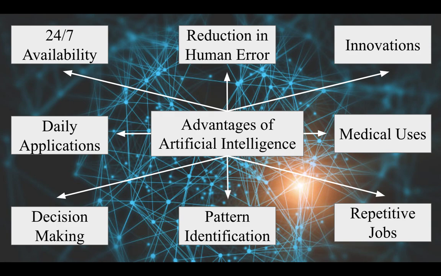An example of the reduction in human error through AI is the use of robotic surgery systems, which can perform complex procedures with precision and accuracy, reducing the risk of human error and improving patient safety in healthcare.